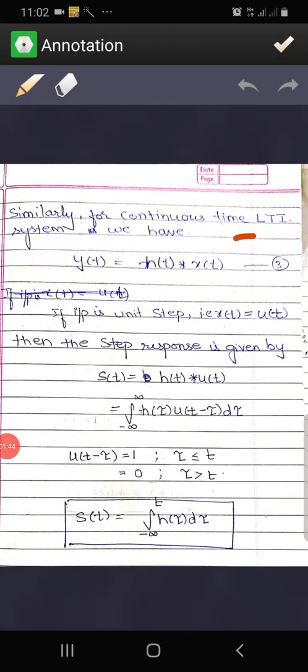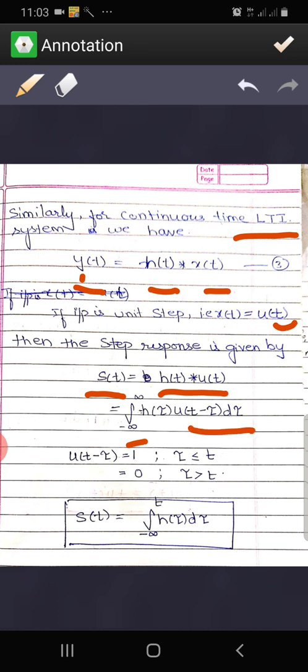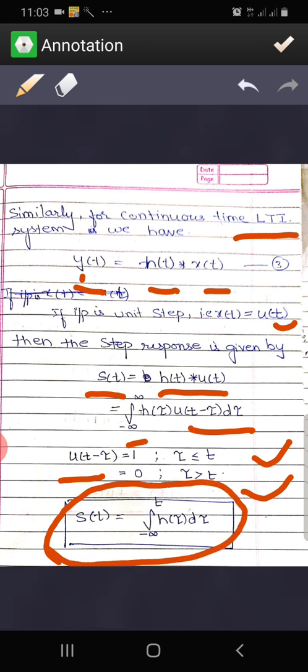Similarly, the step response of a continuous LTI system: y of t is equal to h of t convolved with x of t. x of t is nothing but u of t, the unit step. So I replace y of t by s of t, h of t convolved with u of t. Now here, integral minus infinity to plus infinity h of tau u of t minus tau d tau. Here u of t minus tau is 1 for tau less than or equal to t. For tau greater than t, it is 0. Therefore the unit step response of a continuous system is the integral from minus infinity to t of h of tau d tau.